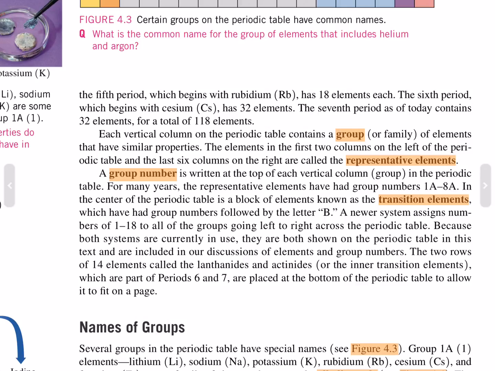The 2 rows of 14 elements are called lanthanides and actinides, or the inner transition elements, which are part of periods 6 and 7, placed at the bottom of the periodic table to allow them to fit on the page.